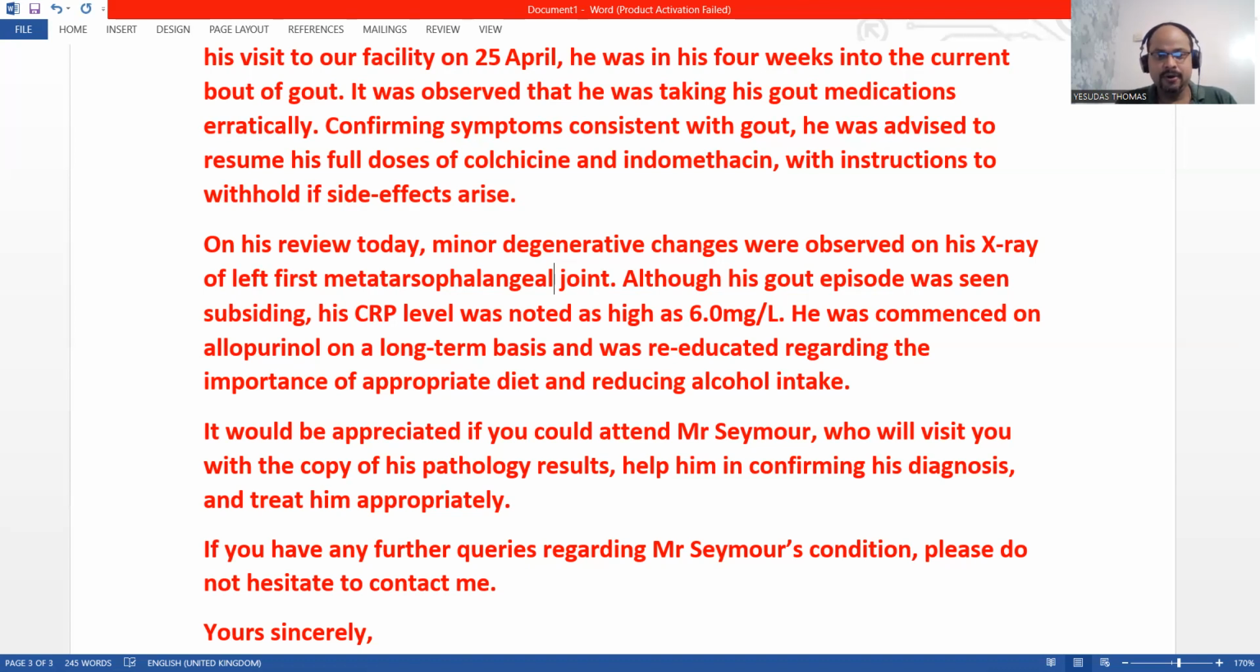He was commenced on allopurinol on a long-term basis and was re-educated regarding the importance of an appropriate diet and reducing alcohol intake. So we have not mentioned that he was taking excessive alcohol for 5 years or something, because the word count will go high and there will be repetitions everywhere. That's the reason why we have written it this way, because what we saw earlier was that he reduced purine in his diet. But finally, what is the current condition is that he was educated regarding this importance.